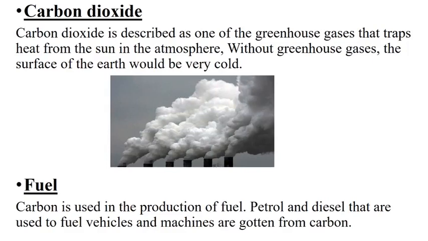So carbon dioxide is described as a greenhouse gas that traps the heat from the sun in the atmosphere. So this gas actually does something very good for the whole earth. Now, carbon dioxide is mostly found in trees.